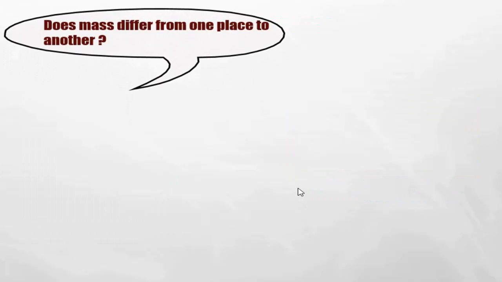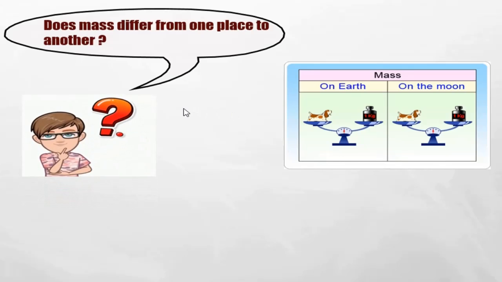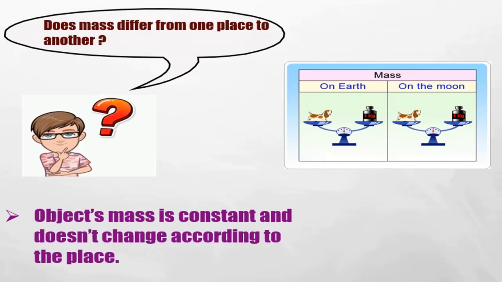Does mass differ from one place to another? For example, is the mass of the same object on the Earth and on the moon different or the same? Think about that. In fact, an object's mass is constant and doesn't change according to the place.